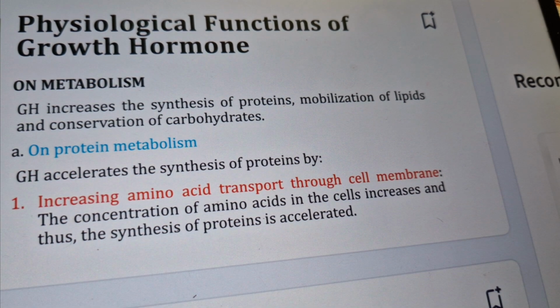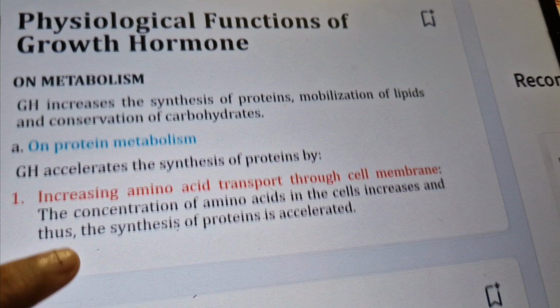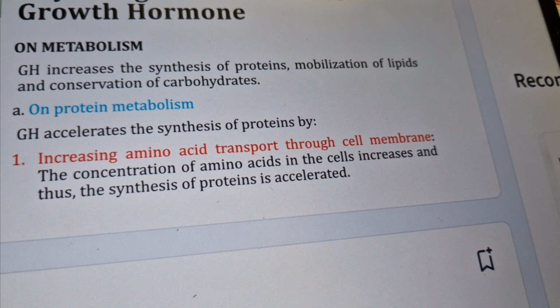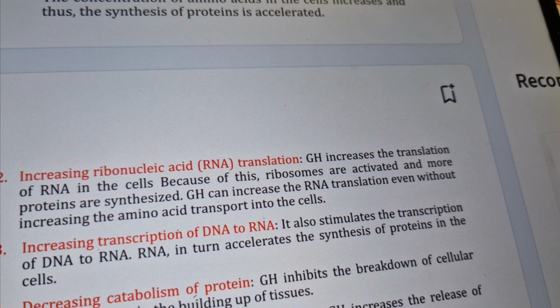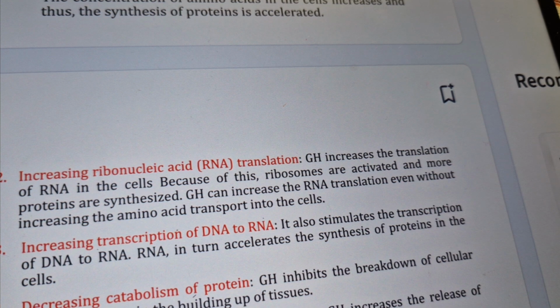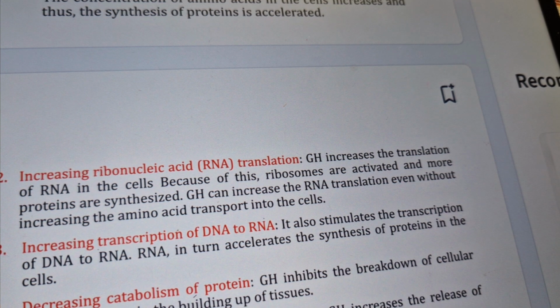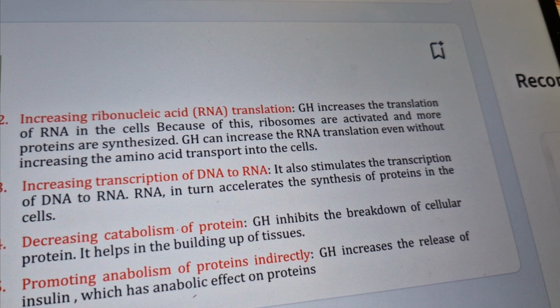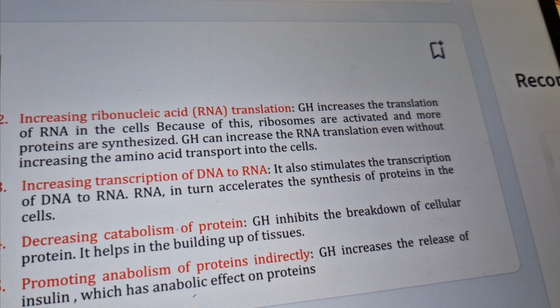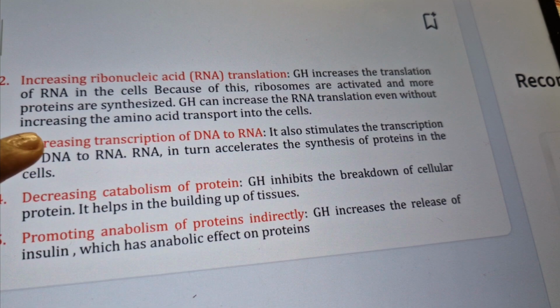On protein metabolism, growth hormone accelerates the synthesis of proteins by increasing amino acid transport into the cell. The concentration of amino acids in the cell increases and the synthesis of protein is accelerated. Then it increases RNA translation. For the synthesis of protein, first transcription should occur, then translation should occur. It increases the synthesis of RNA, because from messenger RNA only the proteins are produced. So it increases the transcription from DNA to RNA.